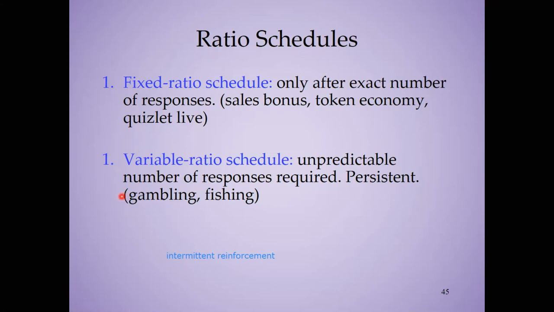Another example would be fishing casts. How many times do you have to cast that bait out there until you get a fish? And you say, I don't know. It might be the next cast, or I might have to do it all day. Might have to do it hundreds of times. So, variable ratio schedule. Behavior under a variable ratio schedule results in very persistent behavior. That's why people get hooked on games of chance, gambling, or fishing, and become very persistent at it.